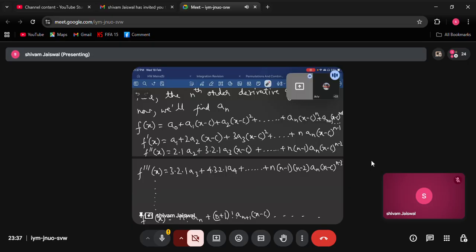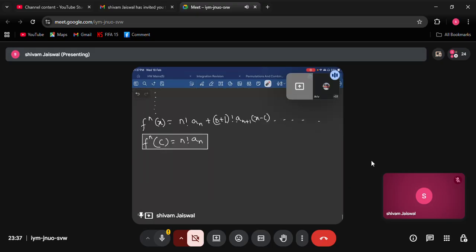I am generalizing it in terms of n. So the nth derivative of f at c will be equal to n factorial into an. Tell me, Shubhankit, are you getting it? Yes, sir. Okay.